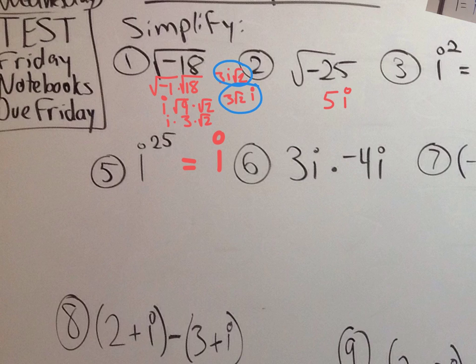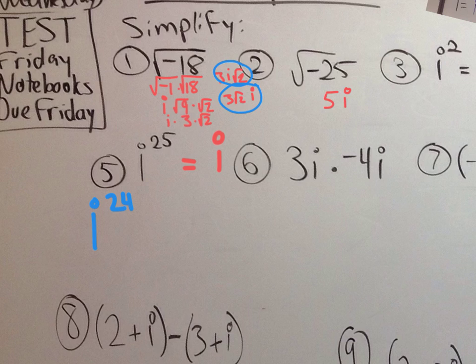Just i. Again, the work would be, I would rewrite this as i to the 24th. Why? Because i to the 24th is divisible by 4. In other words, I could write i to the 24th as i to the 4th times i to the 4th times i to the 4th, 6 times. And that would really just be 1 times 1 times 1, 6 times.